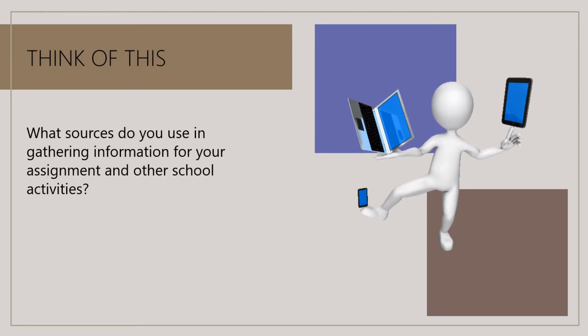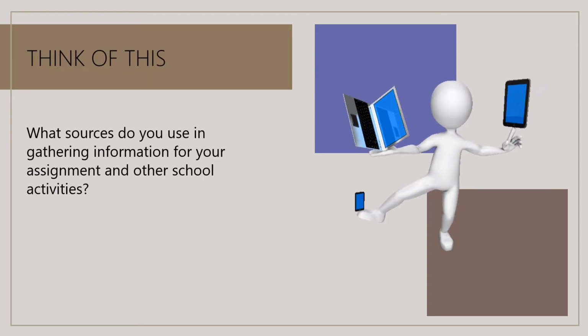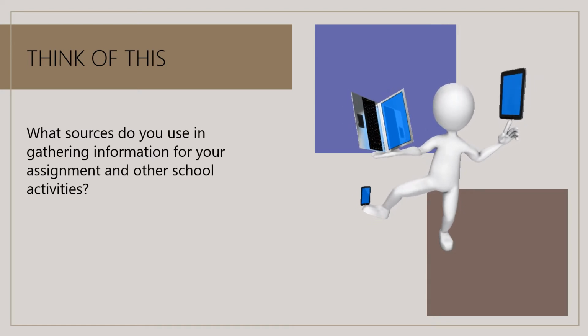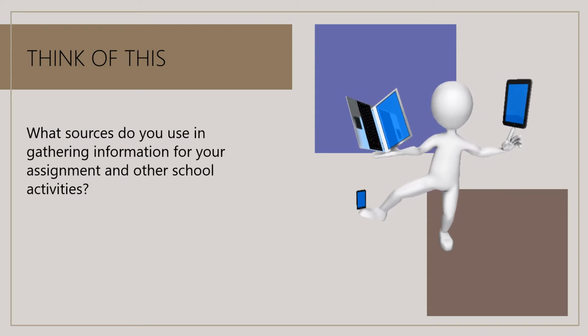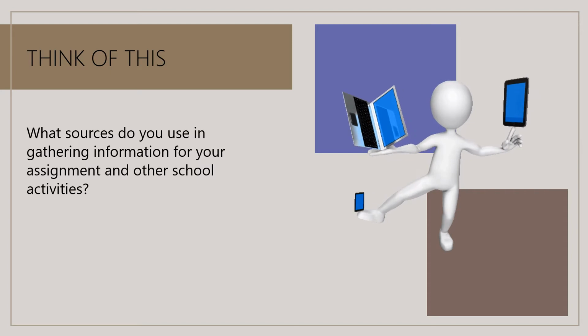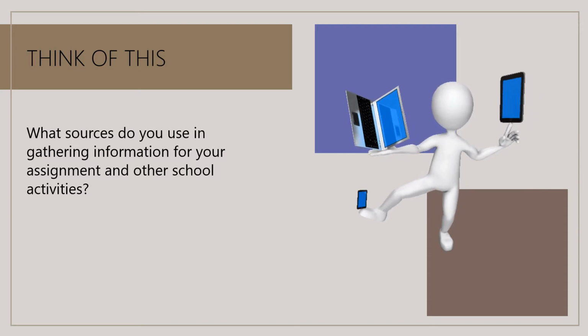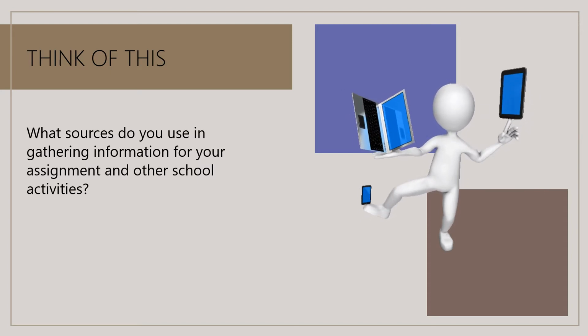So think of this. What sources do you use in gathering information for your assignment and other school activities? So where do we go to get different information about our assignment? What do we look at? Or where do we go? So I'll give you time to think. 5, 4, 3, 2, 1.